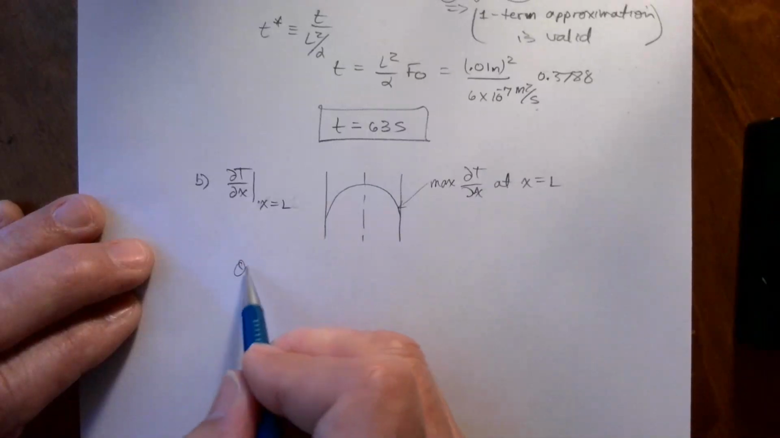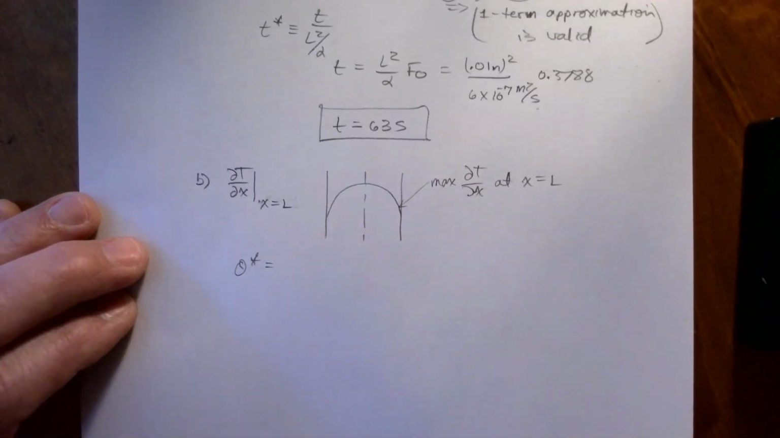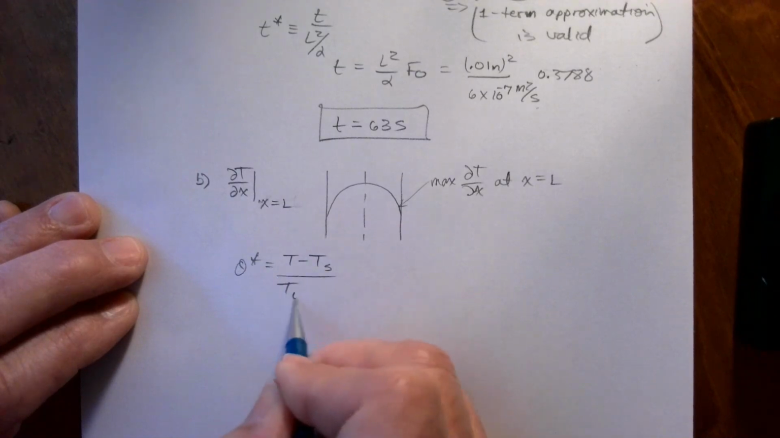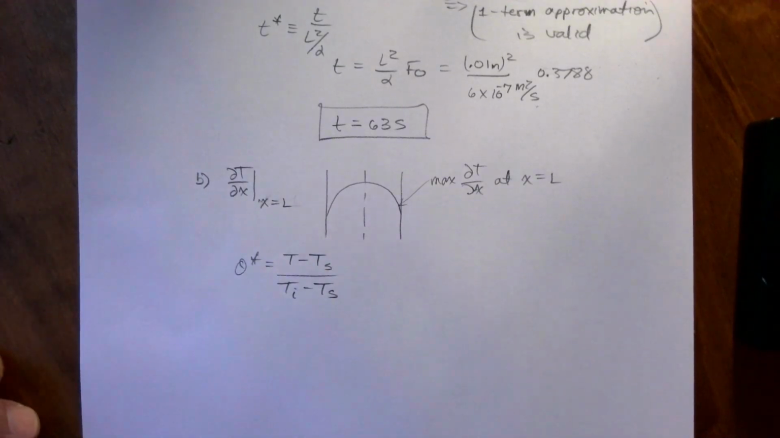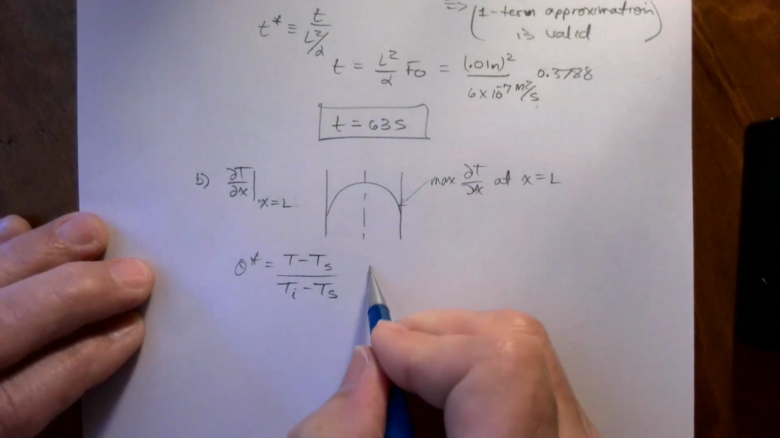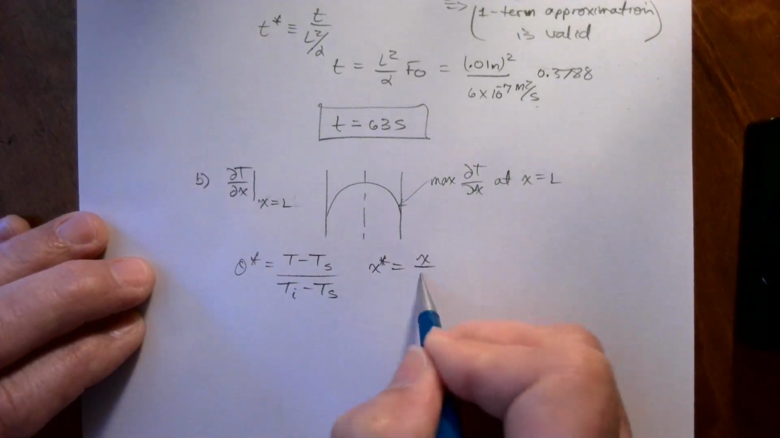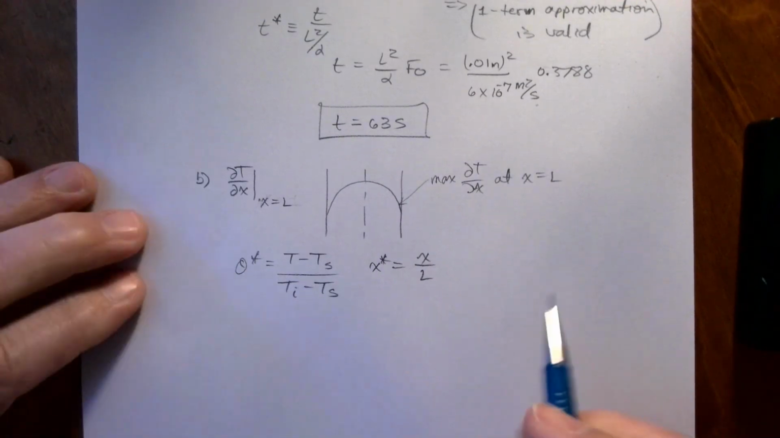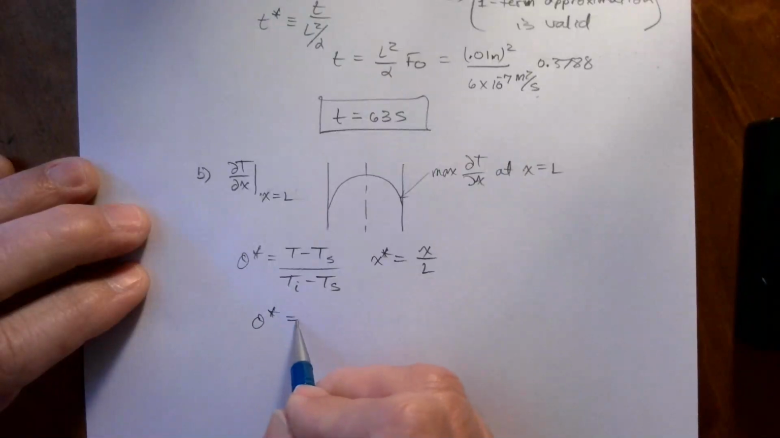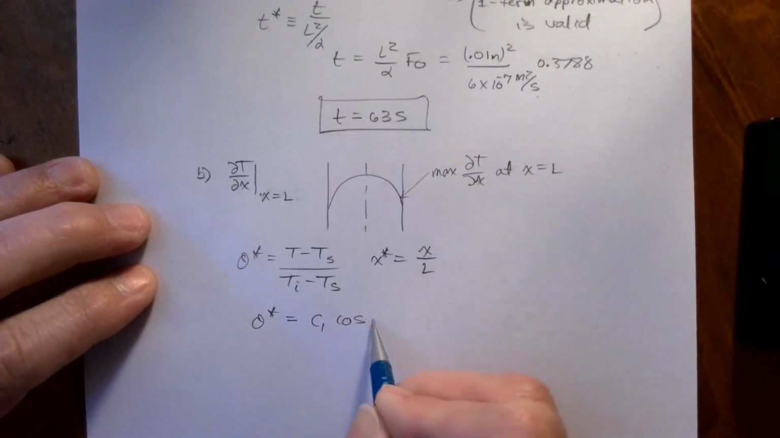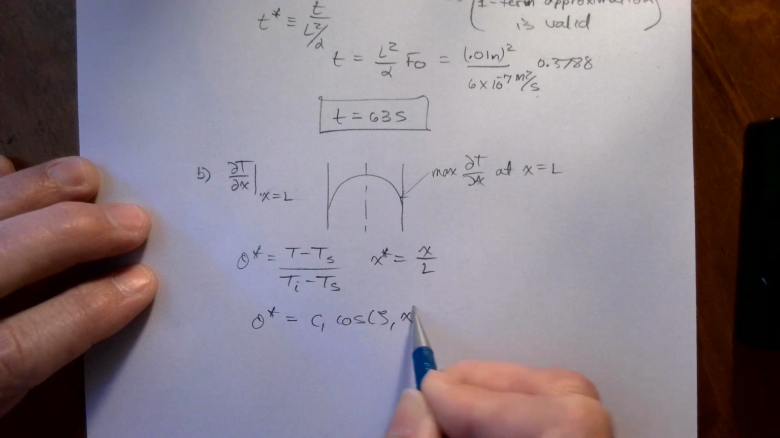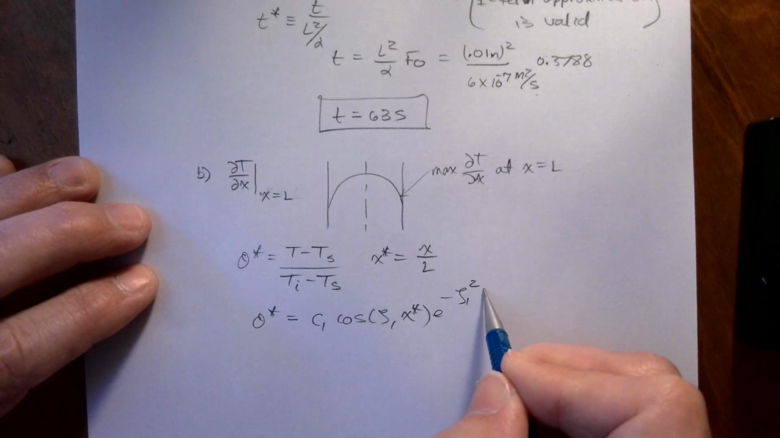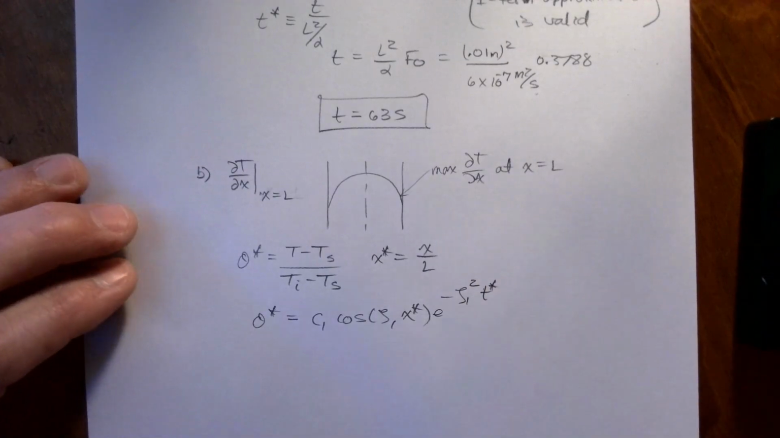What we have is a solution for theta star. Theta star, remember, is defined as T minus, in this case, Ts over Ti minus Ts. And we also have x star equal to x over L. Our solution was theta star equal to C1 cosine zeta 1 x star e to the minus zeta 1 squared Fourier number, and I'm going to put t star there.